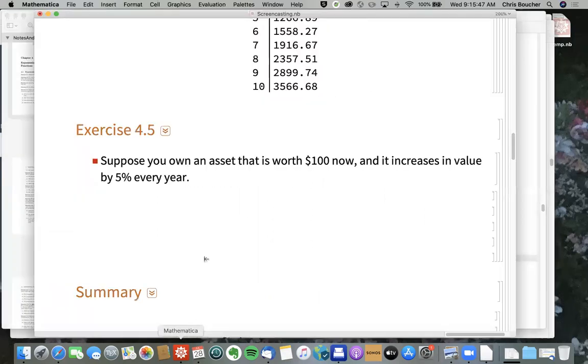So this is a similar example to the one that we did before. And now hopefully you can just write down the model, right? The initial value is 100. If it grows by 5% per year, then the base of the exponential is 1.05. So here is our model, 100 times 1.05 to the T.